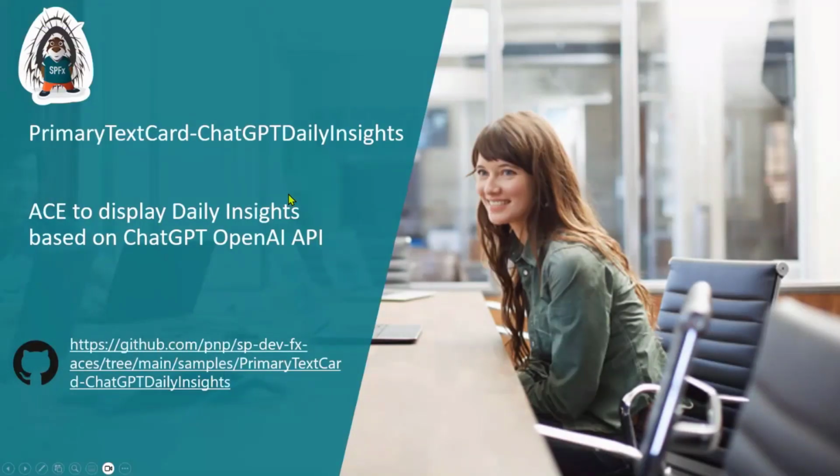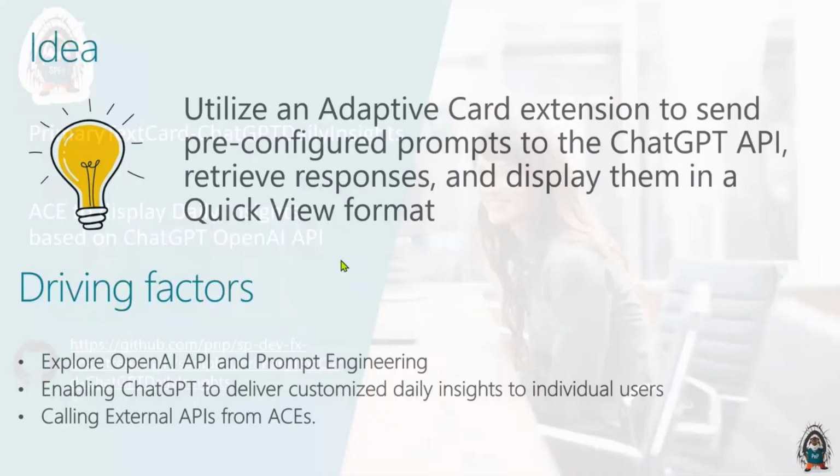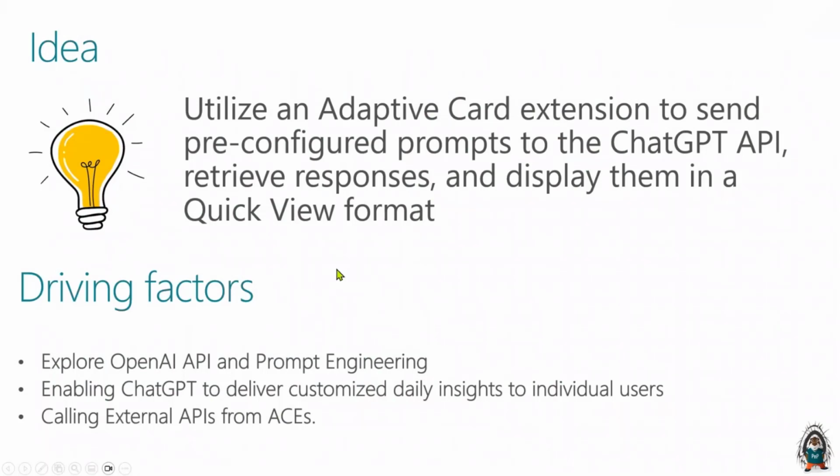So as I said, I'm going to talk about an adaptive card extension to display daily insights based on the ChatGPT OpenAI API. This is the URL to the repo where this sample has been contributed. It started with an idea: when the ChatGPT OpenAI API started appearing, people were finding different use cases, different ways to explore the OpenAI API. So this was one of my driving factors, wherein I thought, let me just see what we can do with the OpenAI API.